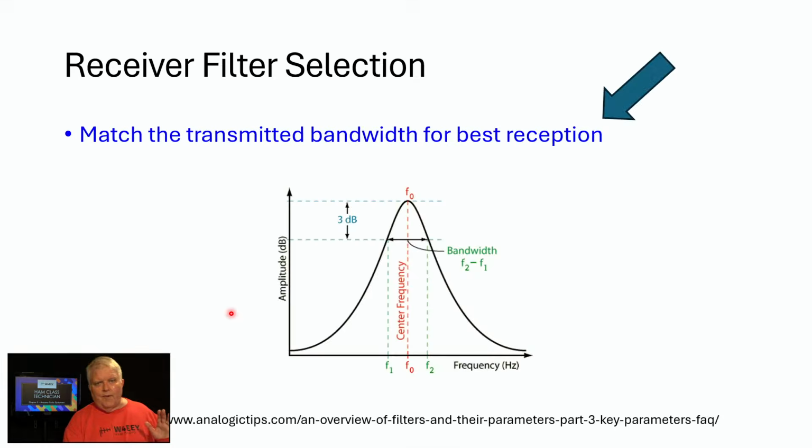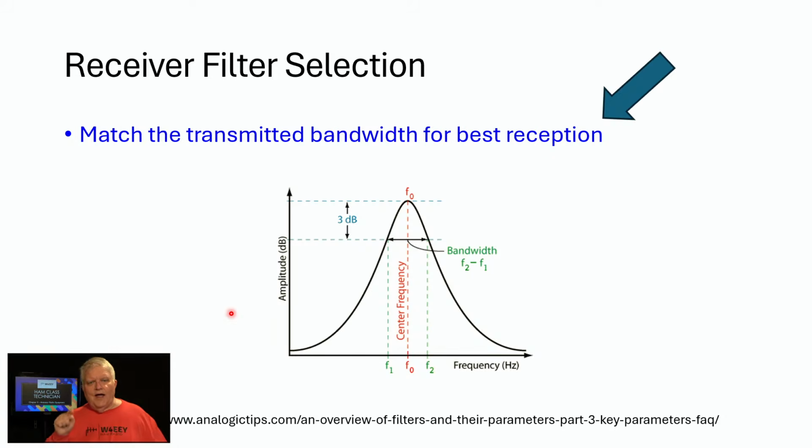Now, when we're using filters, I remember I said you want to match the transmitted bandwidth. So if you've got a CW signal, you want a narrow bandwidth filter. If you want single sideband, you want a wider filter. And if you want AM, you want wider still. You match the transmitted bandwidth for the best reception, you get the best signal to noise ratio.